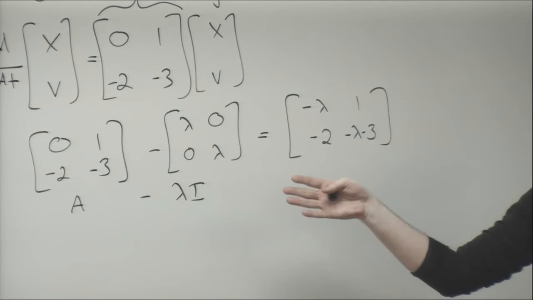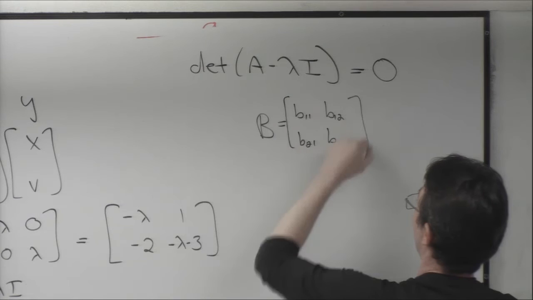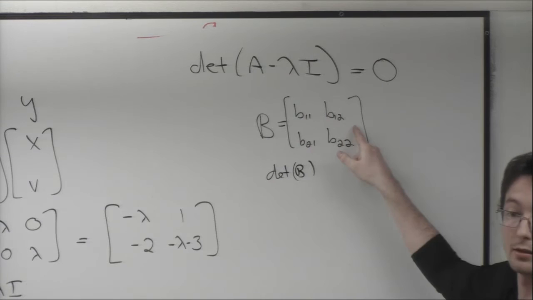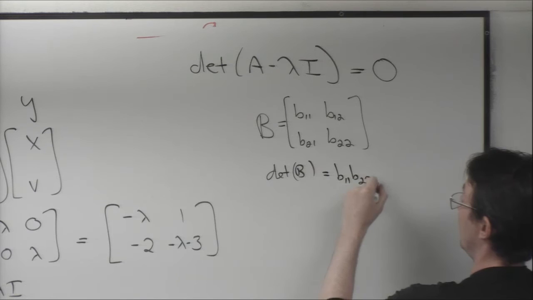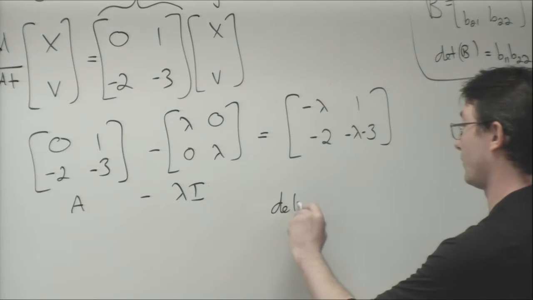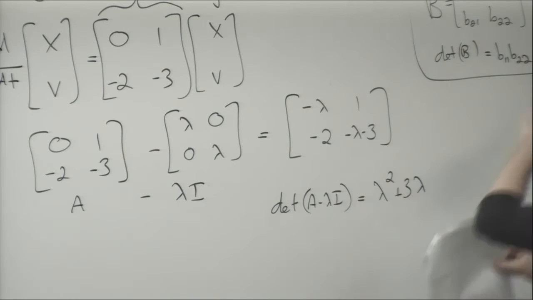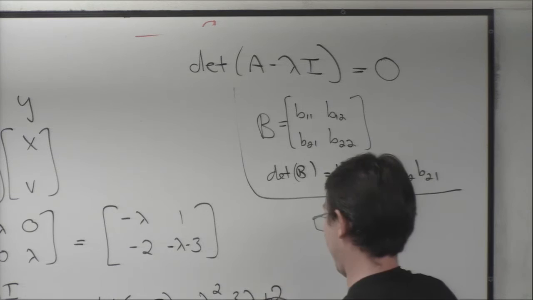So determinants, if I have some matrix B, which is B11, B12, B21, B22, then the determinant of B, you just multiply the diagonals and then subtract the product of the off-diagonals. So that's B11 B22 minus B12 B21. Okay, that's the 2x2 formula for a determinant. So the determinant of A minus lambda I is minus lambda times minus lambda minus 3. That's lambda squared plus 3 lambda. Minus the product of the off-diagonal terms. Minus minus 2 is plus 2 equals 0.